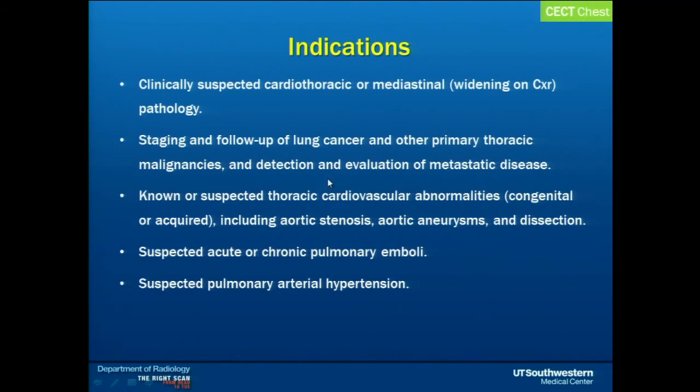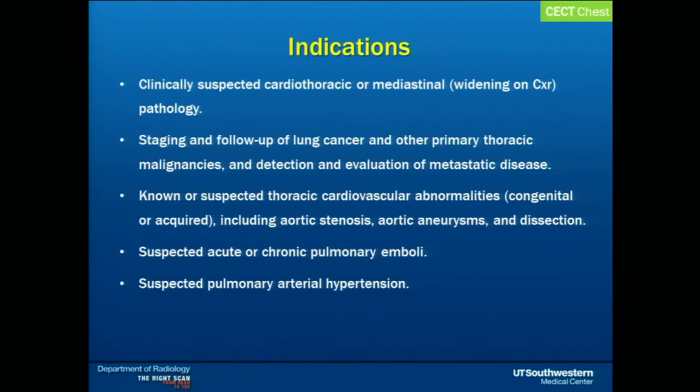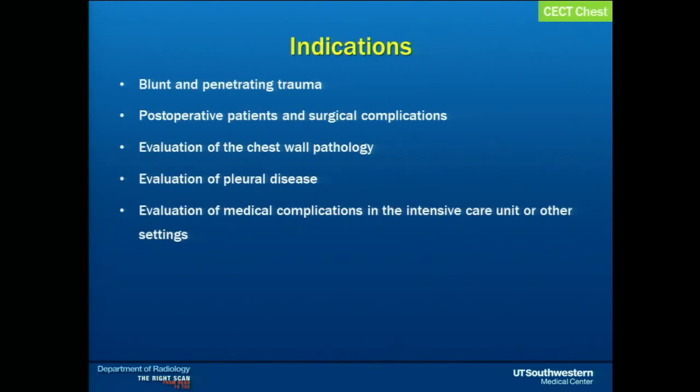So the main indications for CECT are clinically suspected cardiothoracic or mediastinal pathology, and for staging and follow-up of lung cancer and other extrathoracic malignancies. Also, if the patient has known or suspected thoracic cardiovascular abnormalities, like congenital or acquired, in terms of aortic stenosis, aneurysm and dissection, and Dr. Ibarra has talked in great detail about that. In evaluation of patients with suspected acute or chronic pulmonary emboli and pulmonary arterial hypertension.